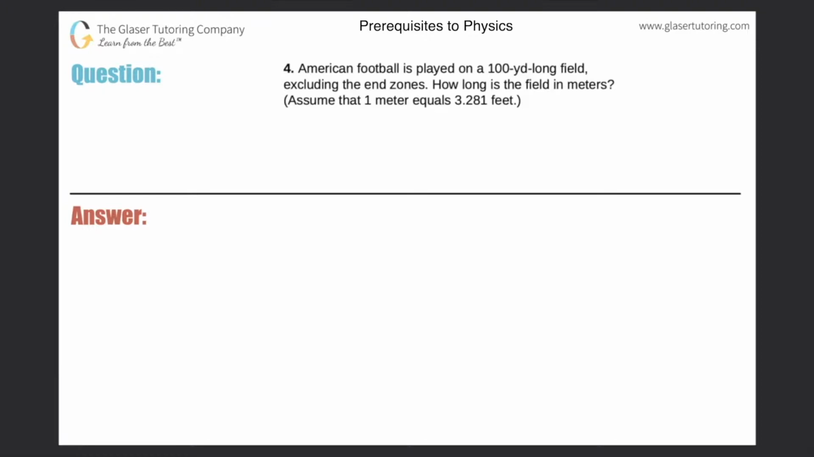Number 4. American football is played on a 100-yard long field, excluding the end zones. How long is this field in meters? Okay, and it also tells us to assume that 1 meter is equal to 3.281 feet. All right, so let's first start by writing down what we have, or what we know. So we know that we are starting with 100 yards, and somehow we have to convert that into meters. Now this would be a simple process if we were to know a direct conversion, but unfortunately we don't. So they do tell us, though, a conversion, right? And they give us the conversion that 1 meter is equal to 3.281 feet.